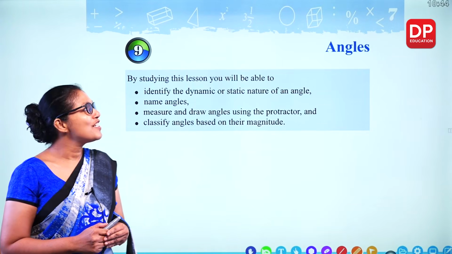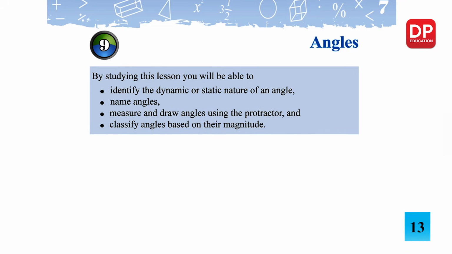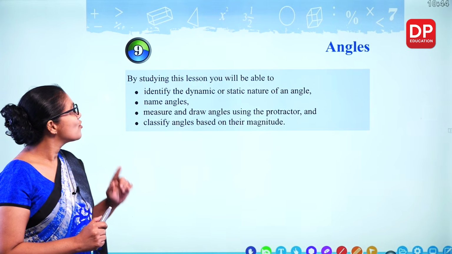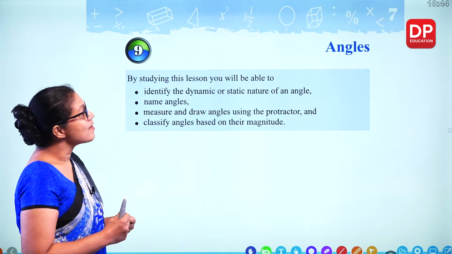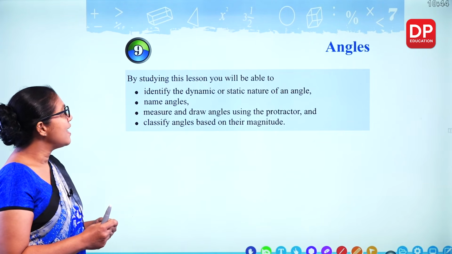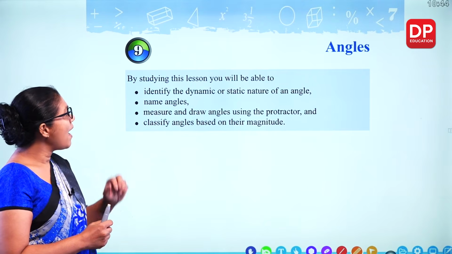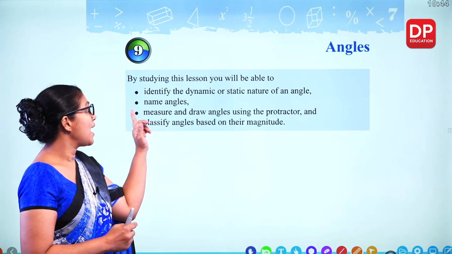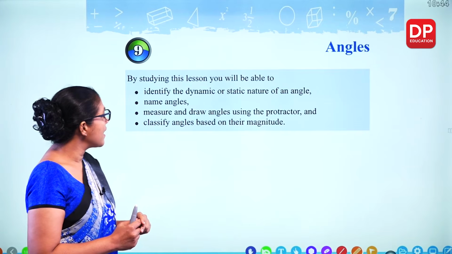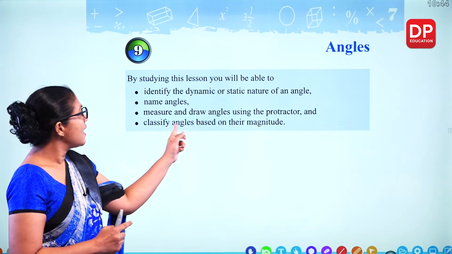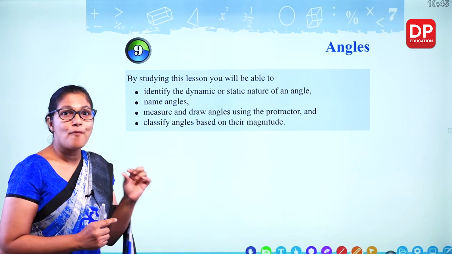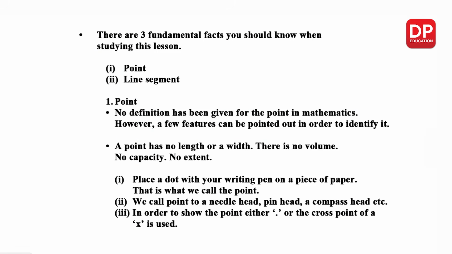Children, today I am here to teach you chapter 9 in your textbook, that's angles. So in this lesson we can identify the dynamic or static nature of an angle, how you can name angles, how we can measure and draw angles using a protractor, and classify angles based on their value. There are three fundamental facts you should know when studying this lesson about angles.